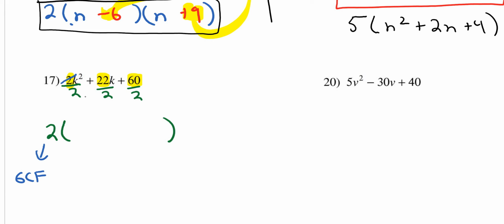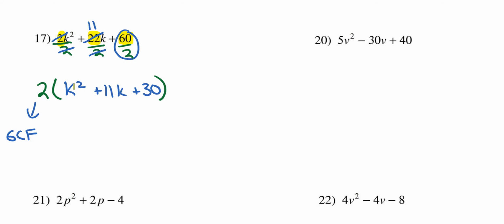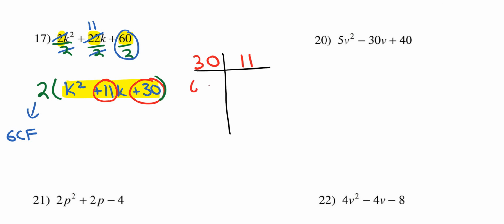So 2 divided by 2 is 1, so I'm left with k squared. 22 divided by 2 is going to be 11, so this will be plus 11k. And 60 divided by 2 is going to be 30. Now the goal is to factor the trinomial inside the bracket there in yellow. So now I need to set up a table here, and I need two numbers that multiply to 30, and those two numbers need to add to 11. So the numbers would be 6 and 5. 6 times 5 gives you 30, and 6 plus 5 gives you 11.